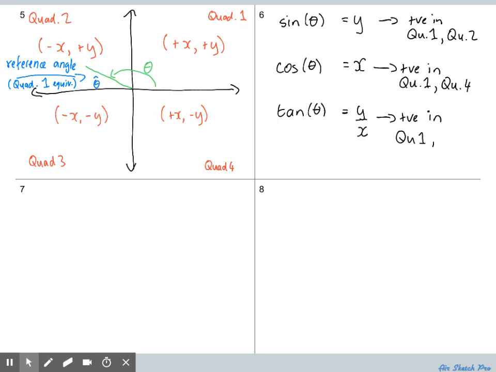When I divide a negative by a positive, the result is negative. So tan is not positive here. Similarly here, I'm dividing a positive by a negative, so it's negative overall. But in the third quadrant, tan is negative y over negative x. And when you divide two negative numbers together, the result is positive. And so that means that tan is positive in quadrant 3.